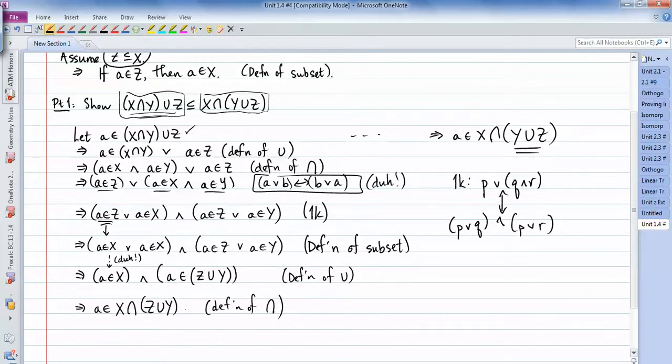And so now I can write a quick statement. Therefore, X intersect Y union Z is a subset of X intersect Y union Z, like that. So I've done part one. That's good. Okay, so part two. Oh, and this is the definition of subset.